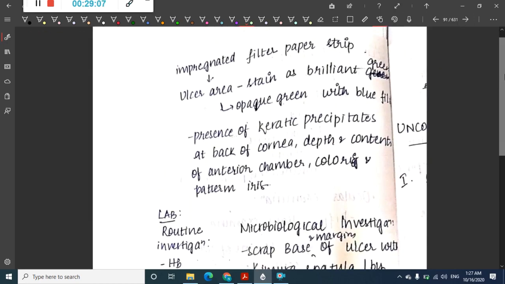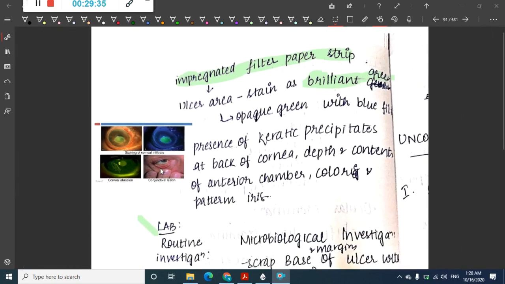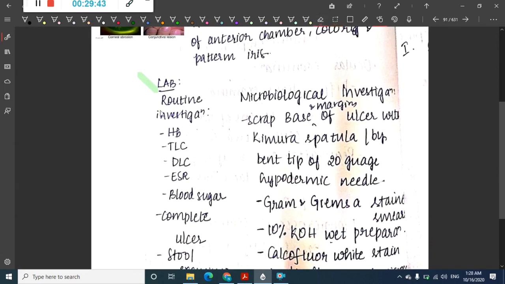Next we can also use an impregnated filter paper strip. This strip has dye on it, so when you put it over the eye, the ulcer area will stain brilliant green. Okay, this picture shows the staining of corneal infiltrates. Next you will have to do routine examination. Blood examination should be done, and you can do microbiological investigation also.